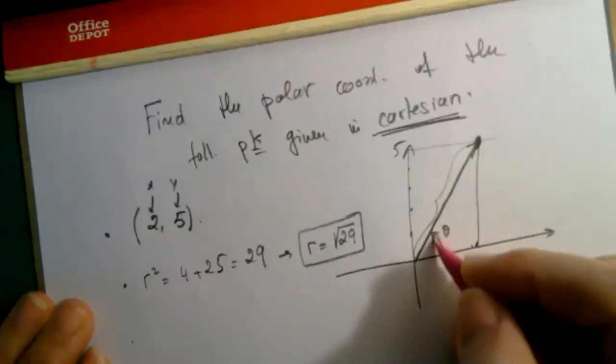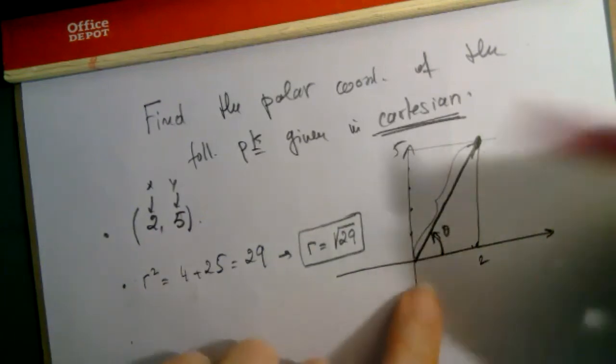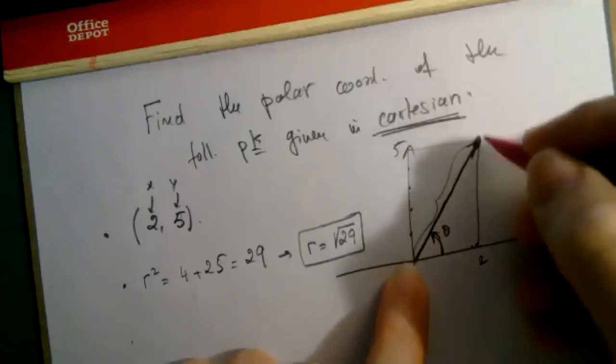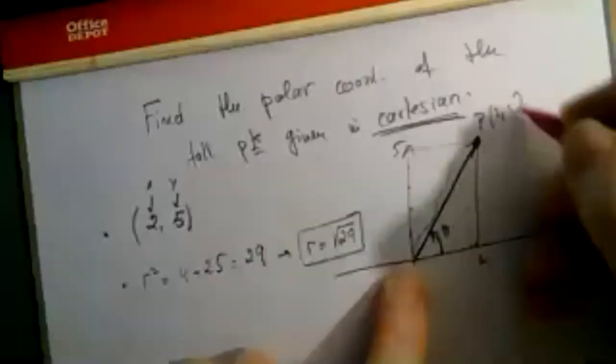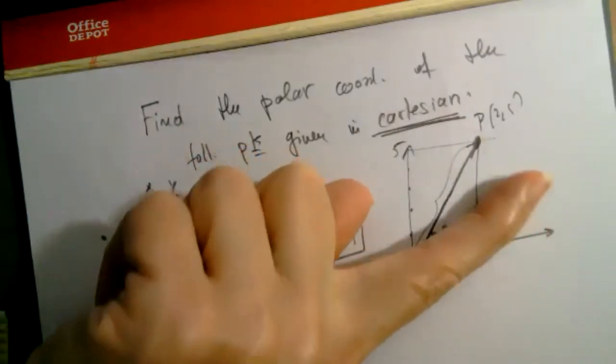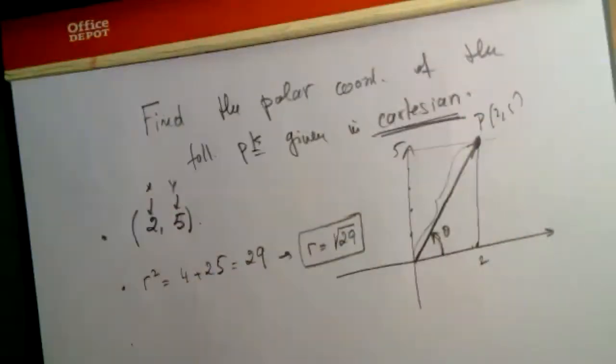Now the theta. This is the theta. Theta is the angle between the positive x-axis and the line OP. You have to be very careful where theta starts. That's why this is called the polar axis. This is exactly from where we start measuring our angle.